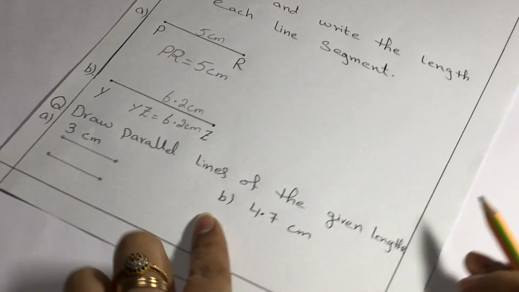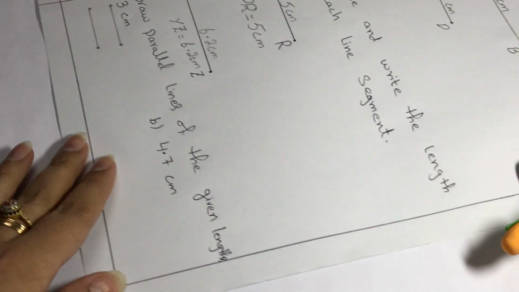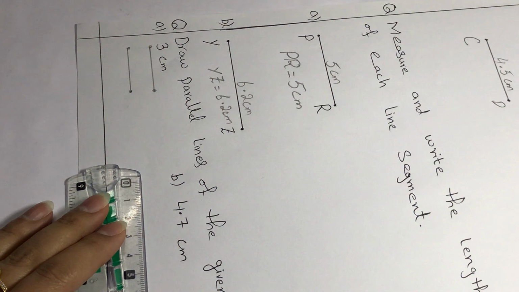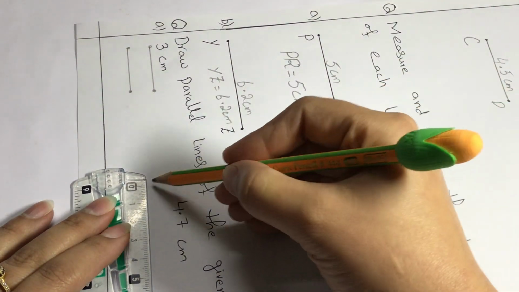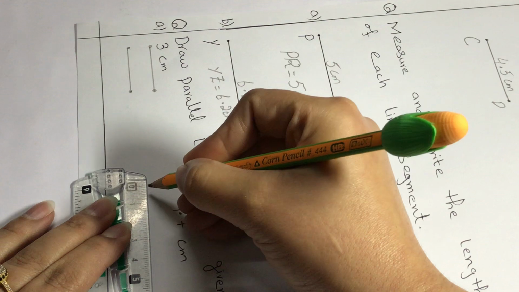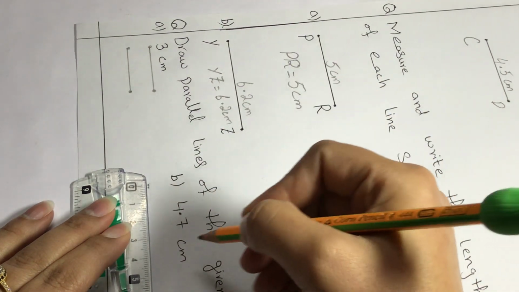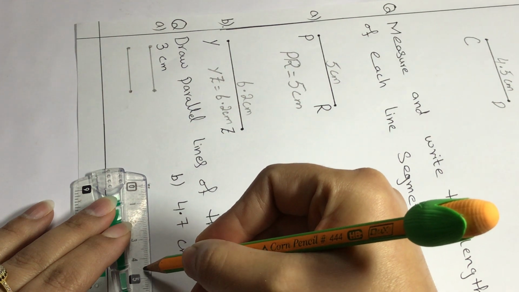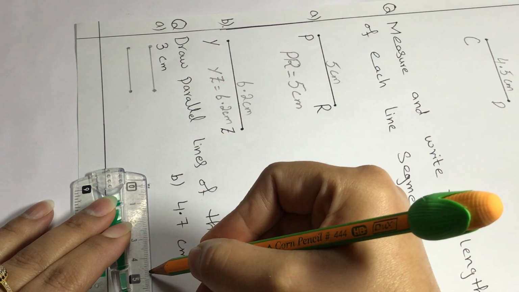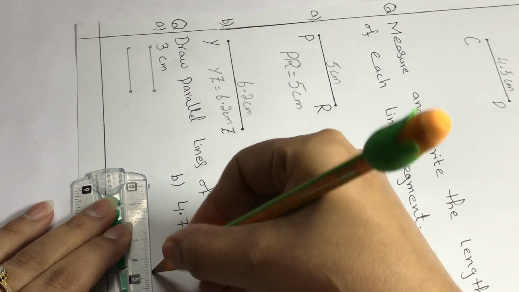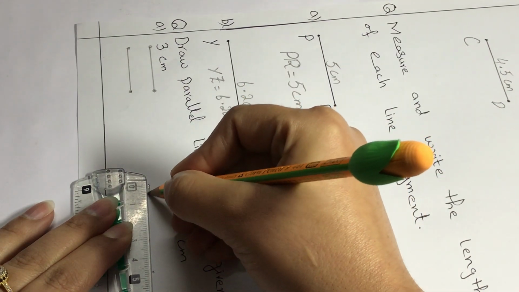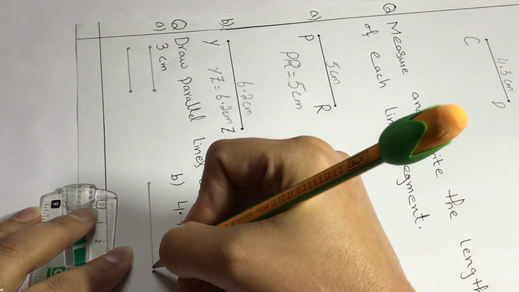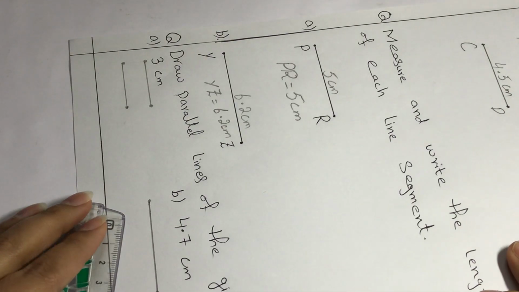Now I will draw parallel lines of 4.7 centimeters. Again, I will draw a point on 0. Then I will count 7 small lines after 5. The bigger one is for 5, then 6 and 7. And then I will place my point and I will join these 2 points with the help of my ruler, right? So this is a line segment of 4.7 centimeter.